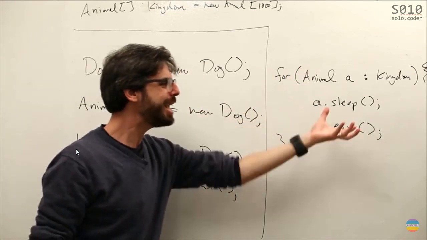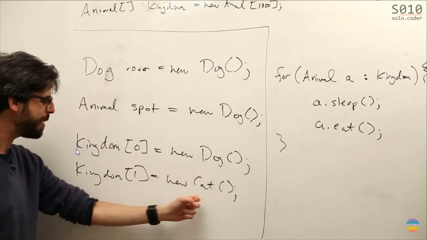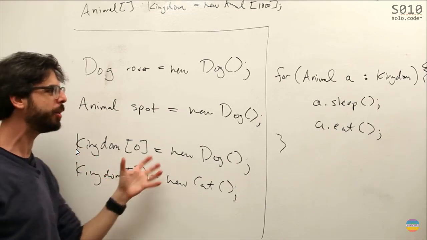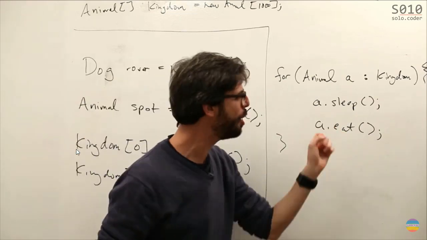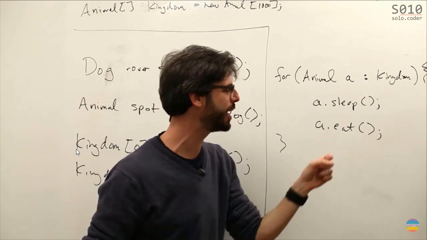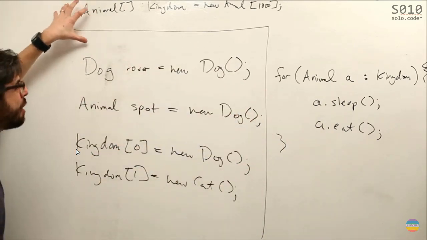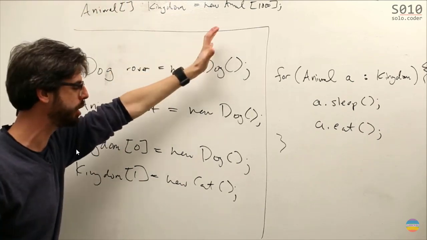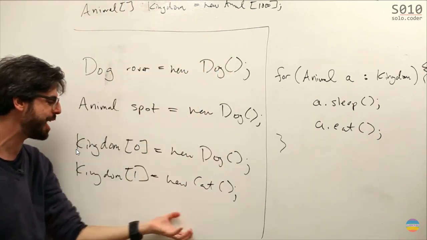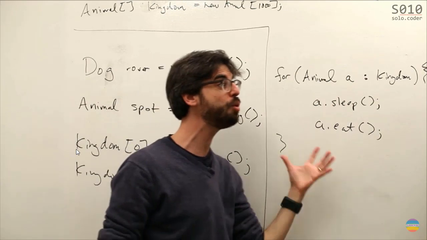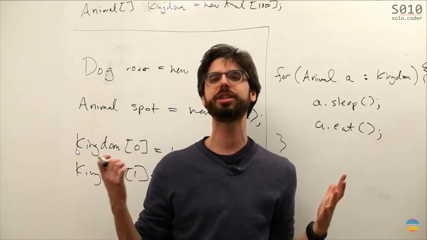It knows, like, we made a dog and put it in the first spot. We made a cat and put it in the first spot. They're both animals, but a dog is a dog. When it gets to sleep, it's going to sleep like a dog. When it gets to eat, it's going to eat like a dog. So this is very powerful. We can have an array of generic animals. We can put specific kinds of animals in that array. We can loop through all of them, and we don't have to keep track of which one is which.